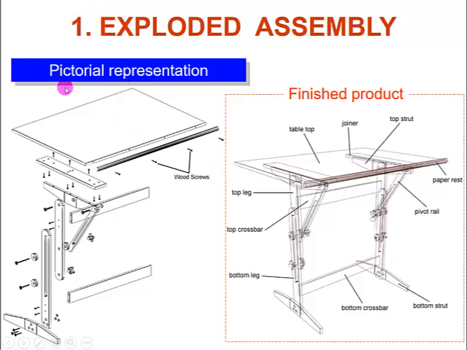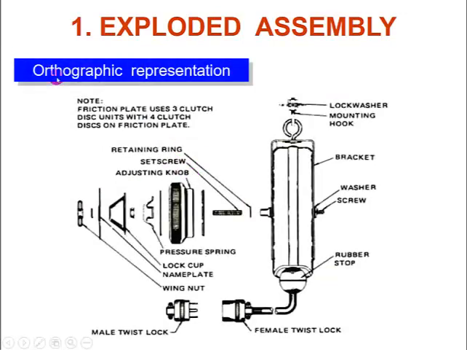So for example, like this, you have a pictorial representation with all the parts exploded, to see how the parts look when you explode them and put them far from each other. And when you have the whole assembly finished, you get the finished product like this. When you have an exploded view, we do it like this. And for the orthographic representation, when you do an exploded assembly, you can do it in orthographic as well. You will see it like this.